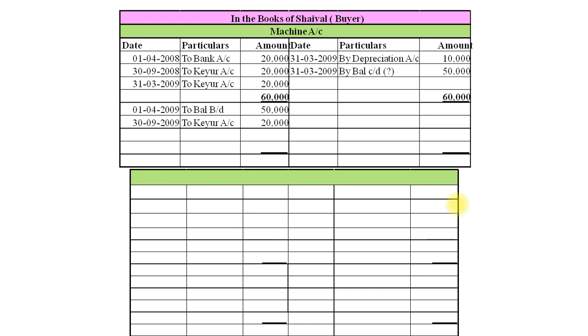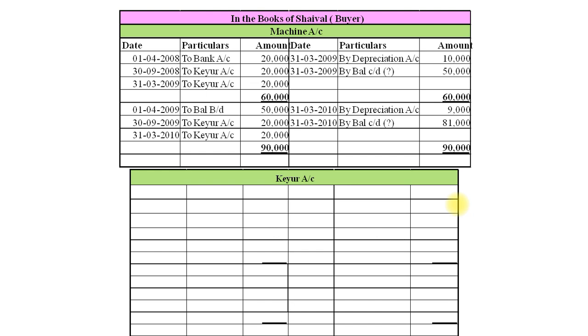The next entry will also be of installment due on 31/3/2010 to Keyur account 20,000. Then on 31/3/2010 by depreciation 9,000, and the balance on 31/3/2010 will be by balance carried down, it will be 81,000. The total will be 90,000. So here in this way our machine account is prepared. Now we will be preparing Keyur account.